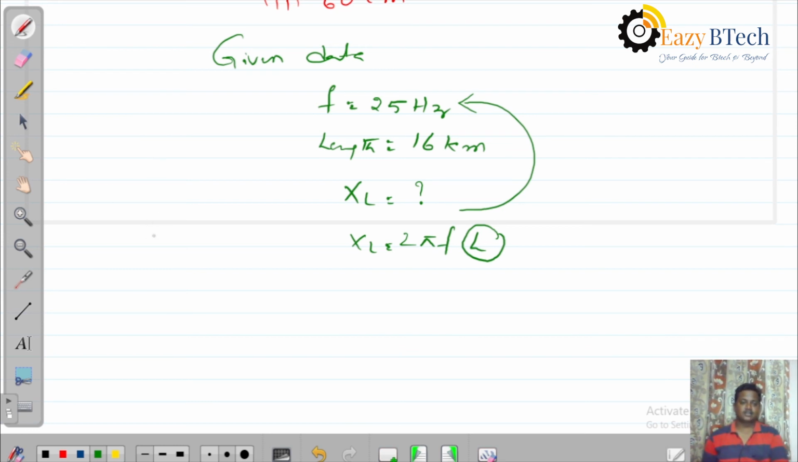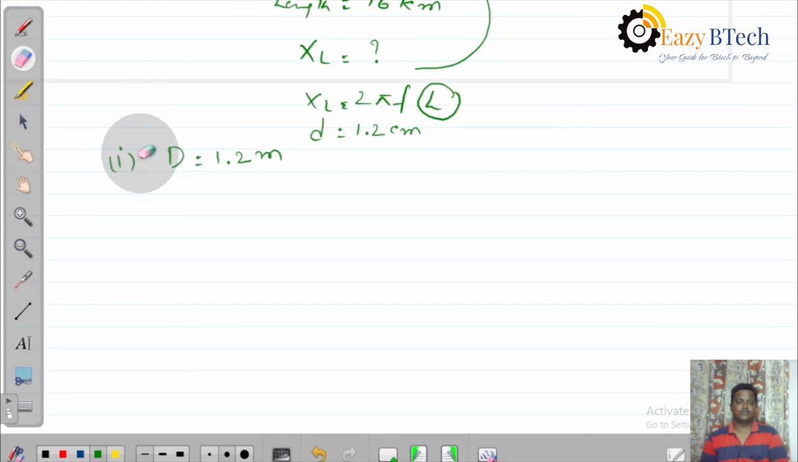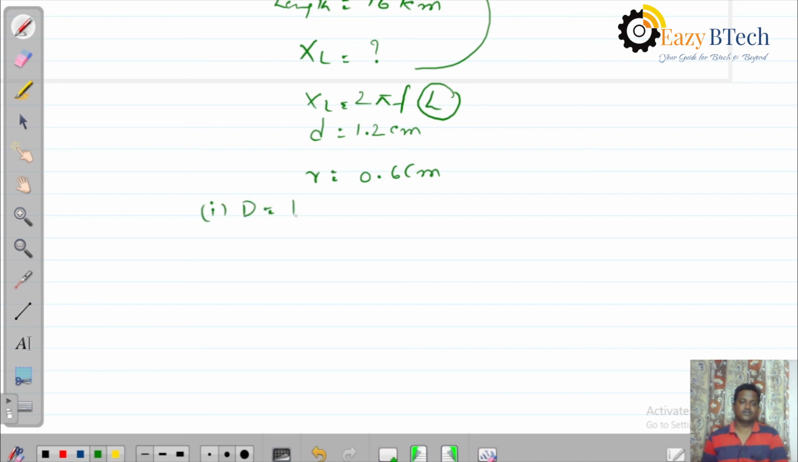How can we calculate the inductance of a single phase system? Case 1: the distance between the conductors is 1.2 meters, and the diameter of the conductor is 1.2 centimeters. Therefore we have to calculate the radius of the conductor, r equals 0.6 centimeters. Go for the first case, where the distance is 1.2 meters. This comes to 120 centimeters.